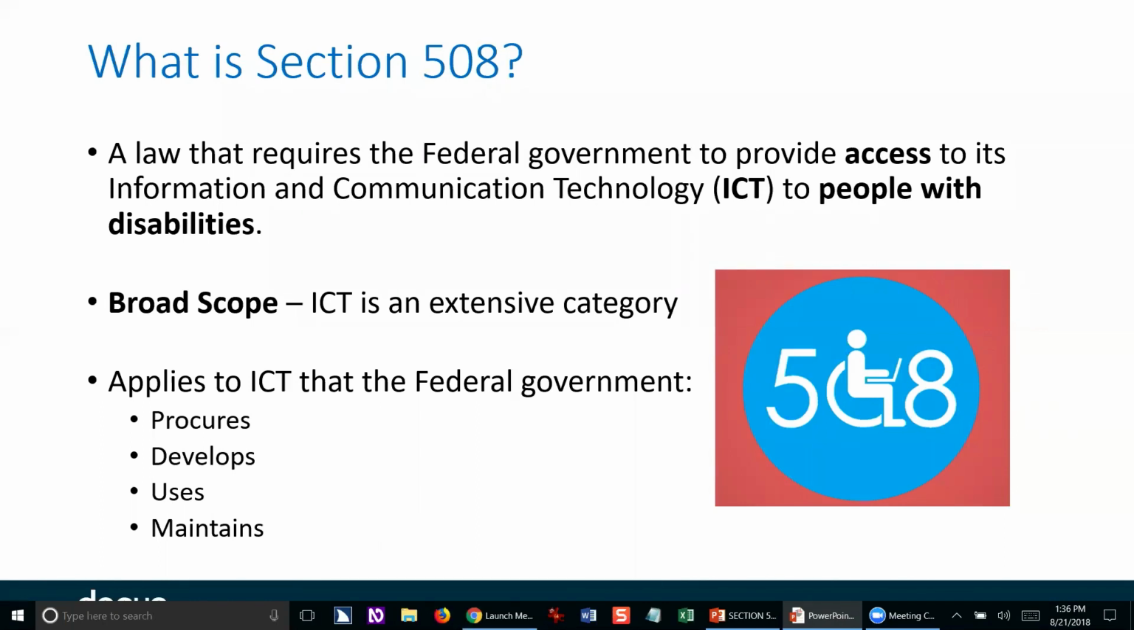So, 508. This is a law that requires the federal government to provide access to its information and communication technology, also known as ICT, to people with disabilities. The law has a broad scope because ICT is an enormous category and includes all sorts of things that we'll discuss in a moment. The law applies to 4 categories: ICT that is procured, developed, used, or maintained by the federal government.